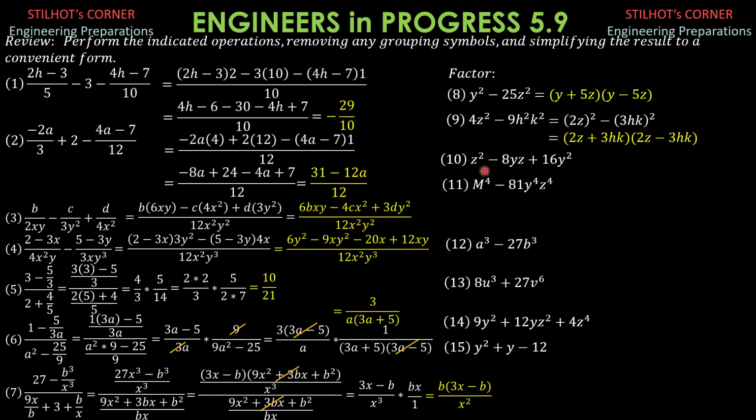This one, remember the first and the last terms are perfect squares. Square roots are z and 4y, and twice the product is 8yz. And since this is negative, therefore this is a perfect square trinomial. The factor is z minus 4y, quantity squared.